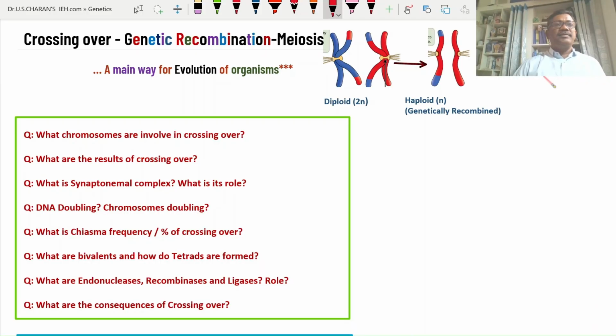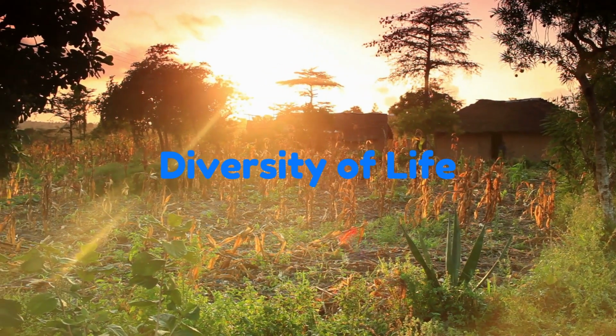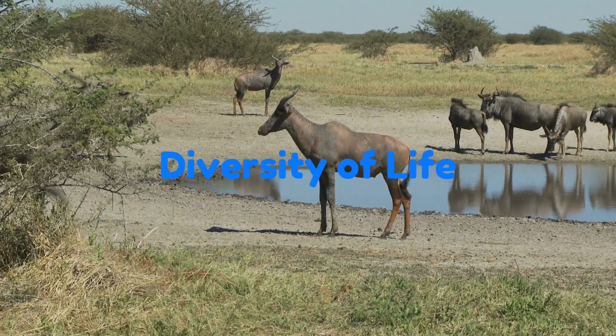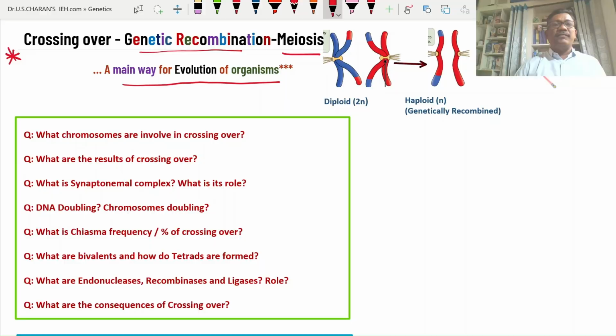Welcome to another discussion. This is an important topic in genetics, that is, crossing over to produce genetic recombinations in the next generation. This happens during the meiotic division, the reductional division. Crossing over, or the production of genetic recombinations, is the main way of evolution of organisms. We can say that the number of flora and faunal biodiversity living on this earth is because of this crossing over or genetic recombinations during the meiotic division.